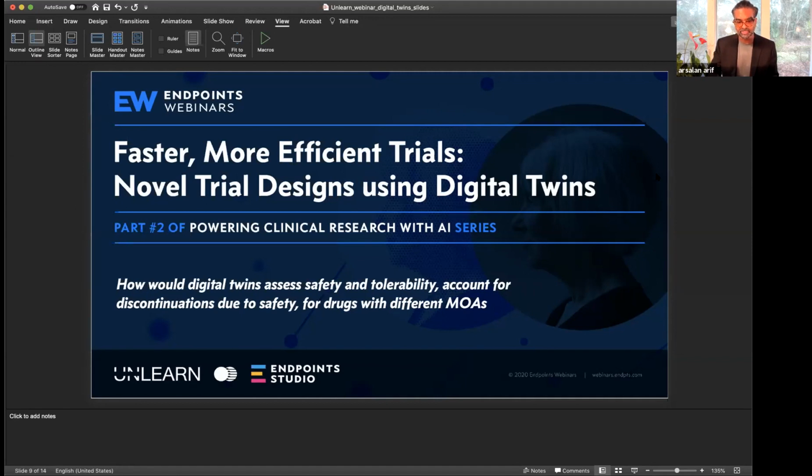How would digital twins assess safety and tolerability, account for discontinuations due to safety for drugs with different MOAs?